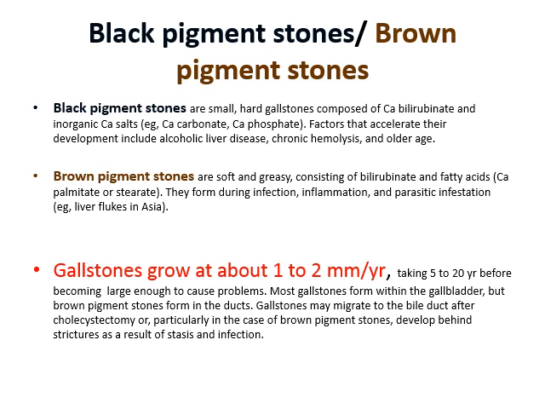Black pigment stones are small, hard gallstones, composed of calcium bilirubinate and inorganic calcium salts. Factors that accelerate their development include alcoholic liver disease, chronic hemolysis, and older age. Brown pigment stones are soft and greasy, consisting of bilirubinate and fatty acids. They form during infection, inflammation, and parasitic infestation, and usually are formed above biliary strictures. As I mentioned, gallbladder stones grow at 1 to 2 millimeters per year.